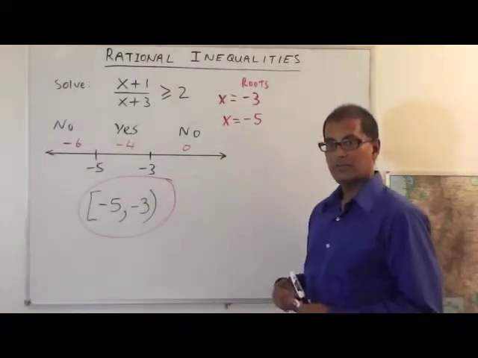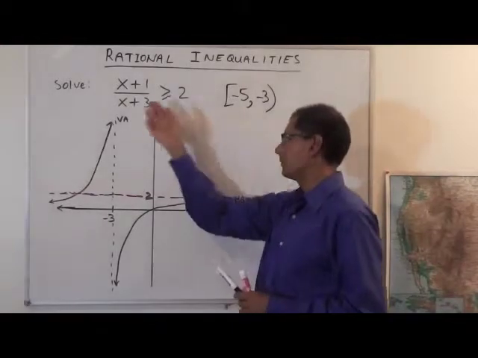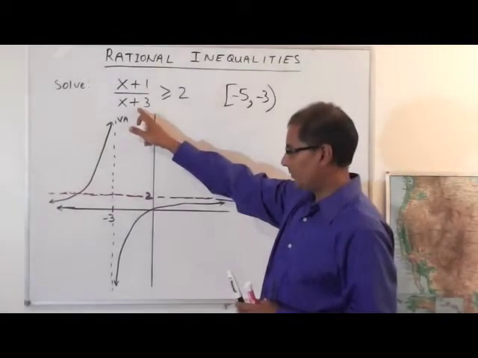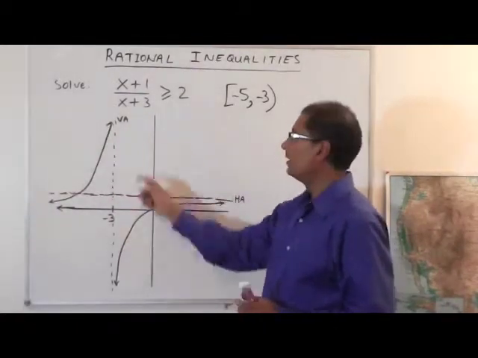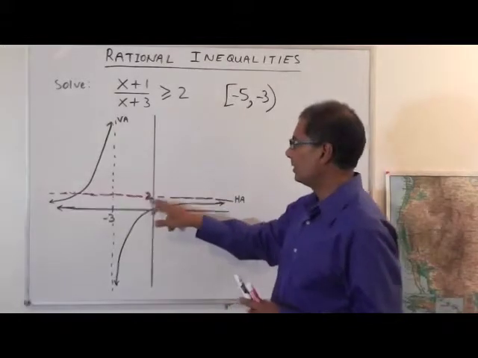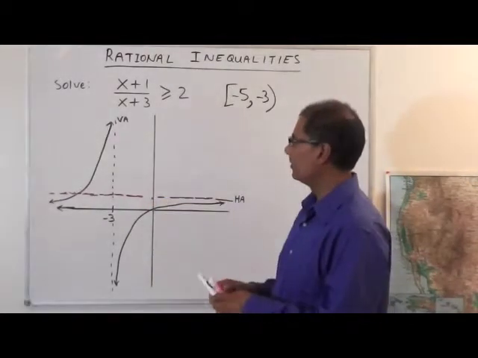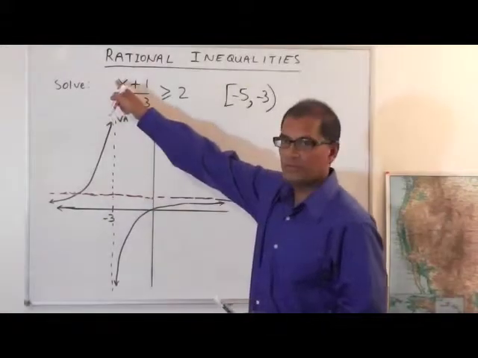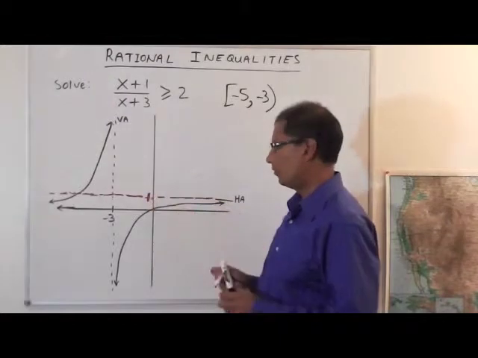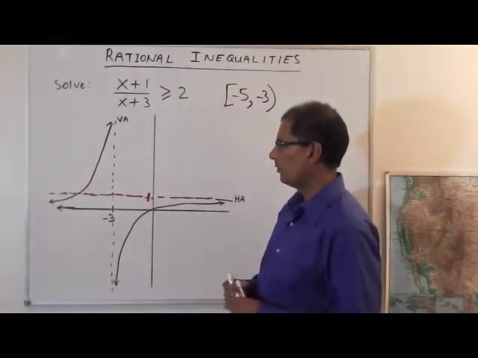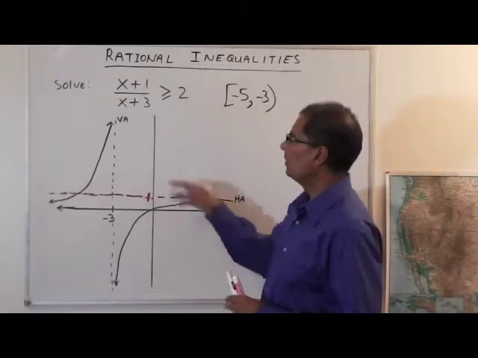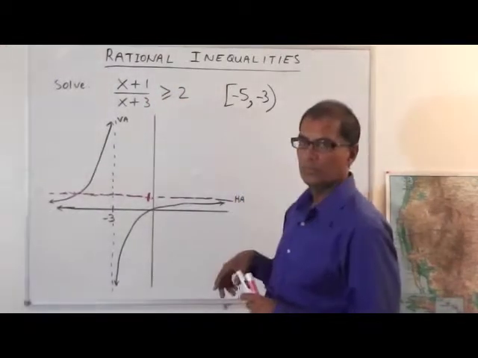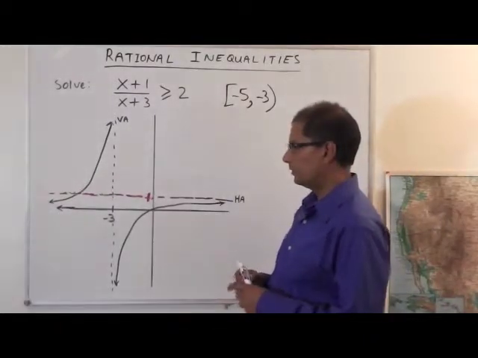And graphically, what does this look like? So this is a rational function on the left, x plus 1 over x plus 3. We can see a vertical asymptote at x equals negative 3. That's what this dotted line is. And a horizontal asymptote at y equals 1, because they have the same degree. So the question is asking you, where is this function greater than or equal to 2?